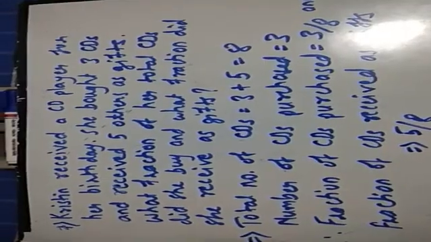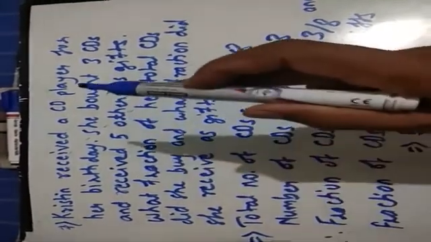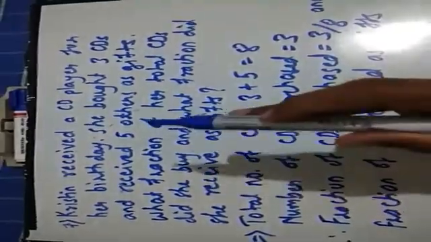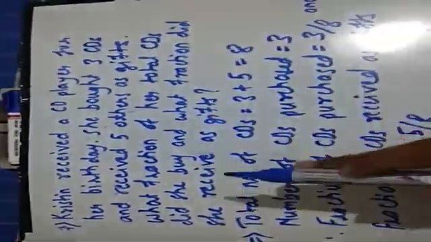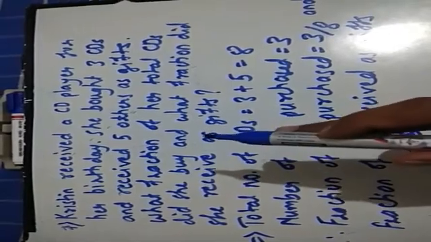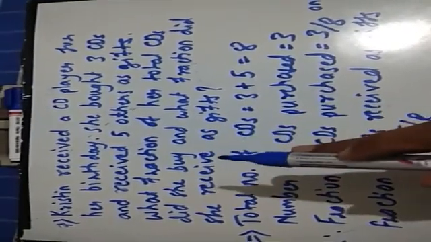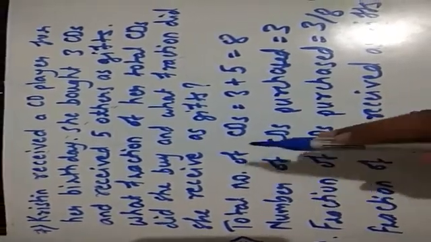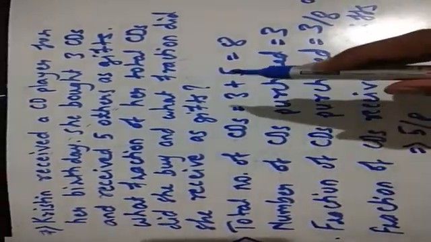Next question. Christine received a CD player for her birthday. She bought 3 CDs and received 5 others as gifts. What fraction of her total CDs did she buy, and what fraction did she receive as gifts? So first write down the given things. Total number of CDs is equal to 3 plus 5, that is 8.